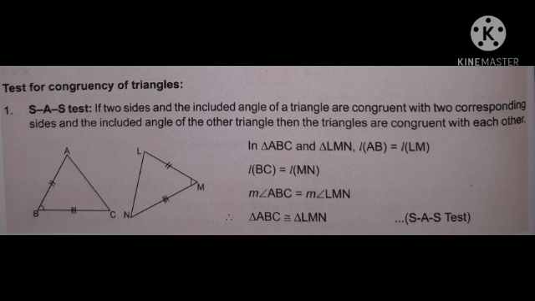Look at the figure. In triangle ABC and triangle LMN, side length of AB is equal to side length of LM. Side length of BC is equal to side length of MN. Measurement of angle ABC is equal to measurement of angle LMN. That means angle B and angle M are congruent. Therefore, triangle ABC is congruent to triangle LMN. So, this test is considered as SAS test.